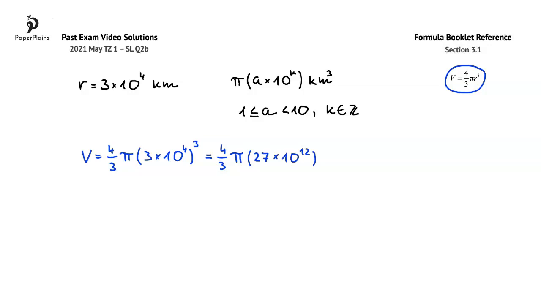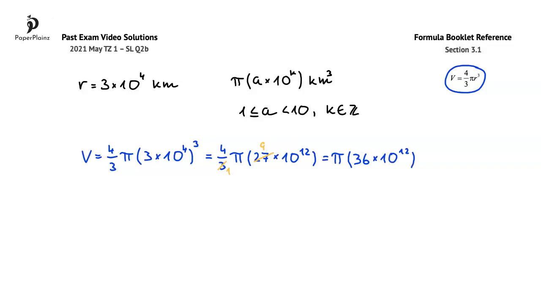We get 12 here because when we raise a power to another power, we have to multiply these powers, and 4 times 3 is 12. Before moving on, we can simplify by 3, and then multiply 4 by 9, which gives us pi times 36 times 10 to the power of 12.